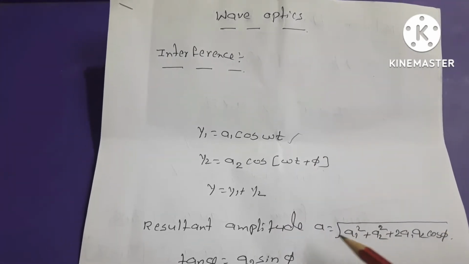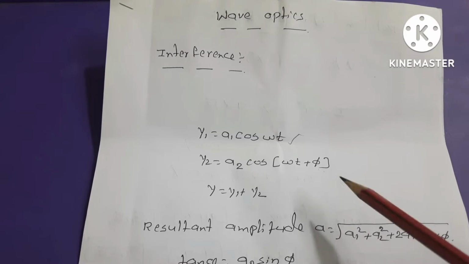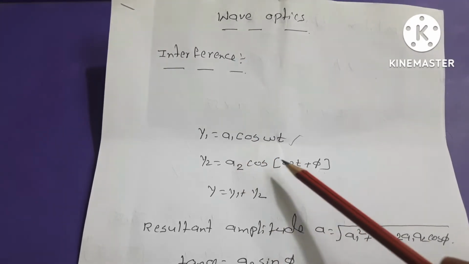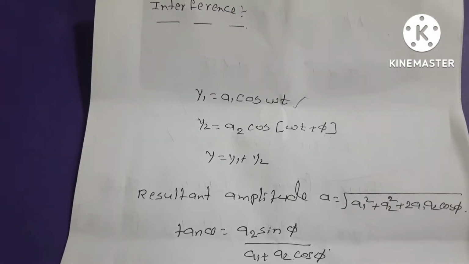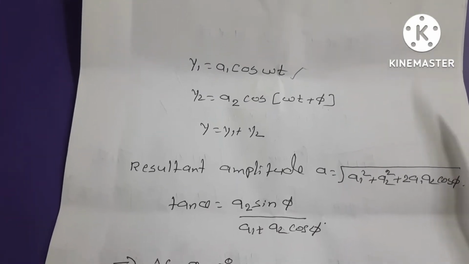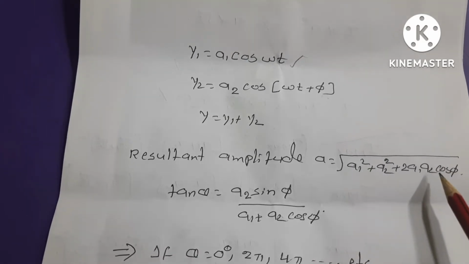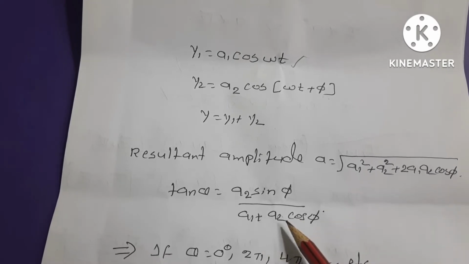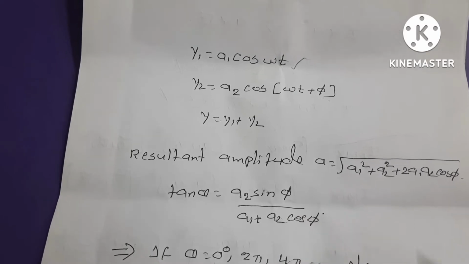But here our main focus is the resultant amplitude. There are two amplitudes, a1 and a2, and the phase difference is phi. So we can use the parallelogram law of addition of vectors. Then a equals under root a1 square plus a2 square plus 2 a1 a2 cos phi. Then how to find the direction? Same way, tan theta equals a2 sin phi by a1 plus a2 cos phi.